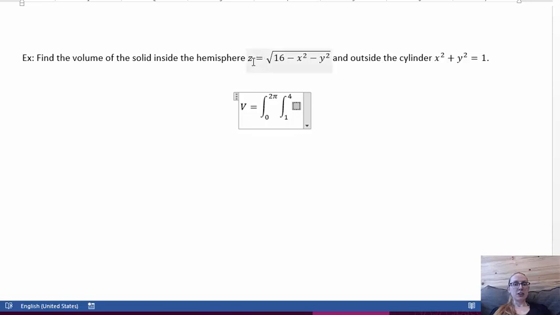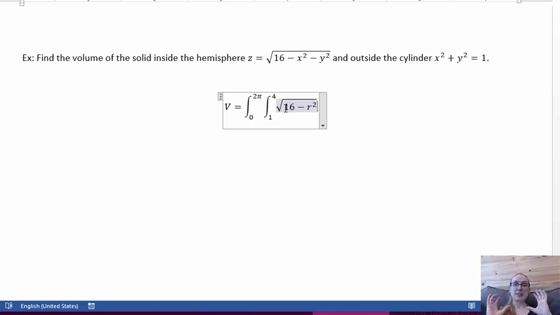And then inside, I want to integrate this hemisphere equation in polar coordinates. So I would write this as a square root of 16 minus x squared plus y squared. Think of sort of factoring out the negative here. And if you write it that way, then we can easily convert this into 16 minus r squared using our polar conversion format. So that's the integrand part. That's just the surface that we're trying to find volume underneath.